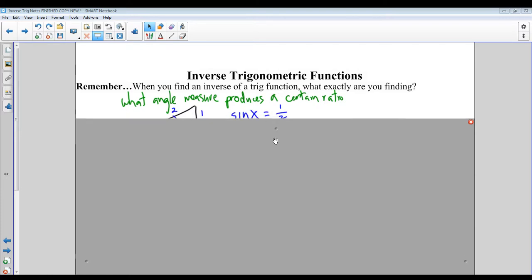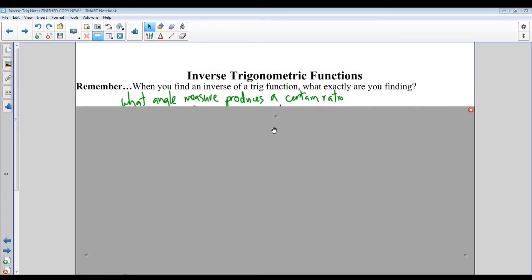This isn't written in there, but what an inverse is, and like I said, we'll talk about this next class, is it undoes what the original function did. So when we find the inverse of a trig function, we're asking ourselves what angle measure produces a certain ratio.